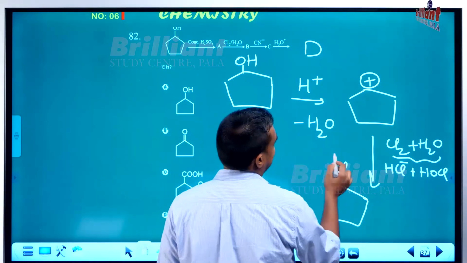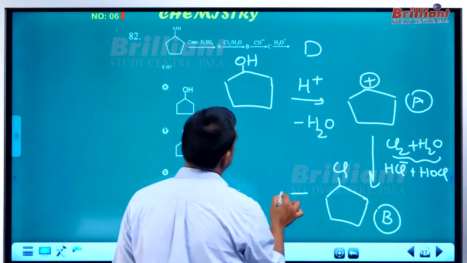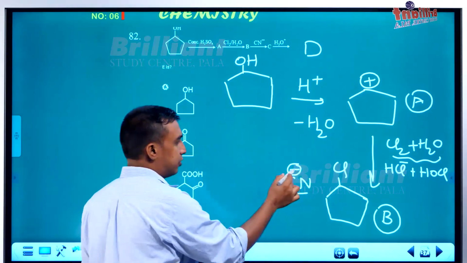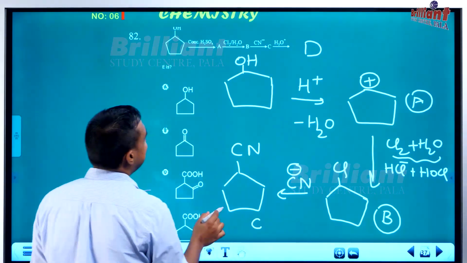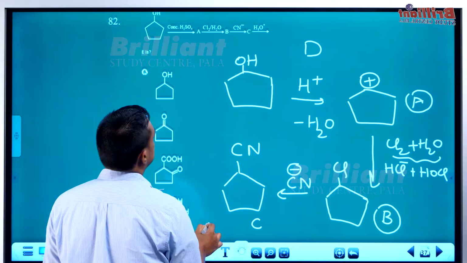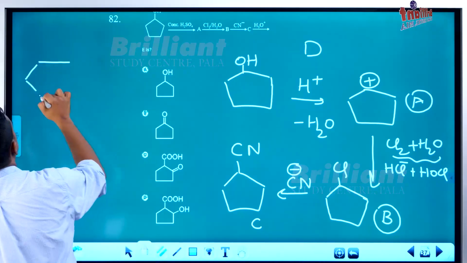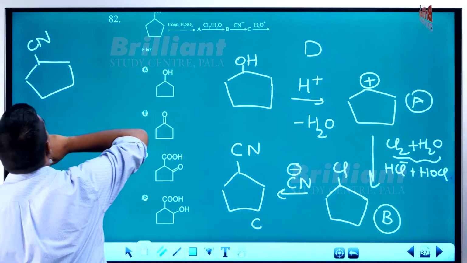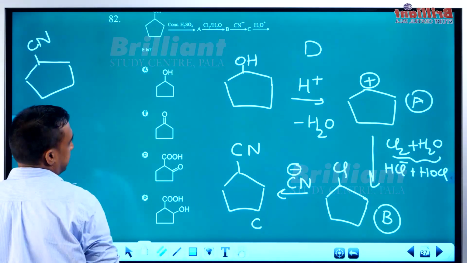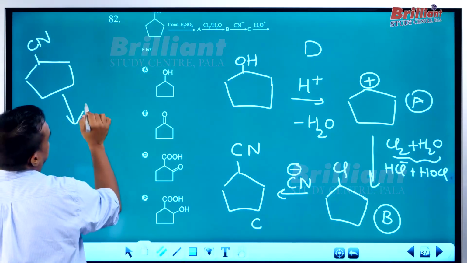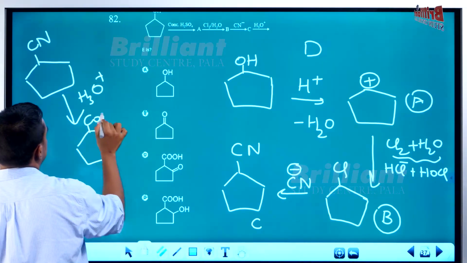So this is my A, this is my B. Now here I am reacting with Cn minus. Cn minus is a better nucleophile, and this is what I get, C. In C I am doing hydrolysis. Let me write it out: cyclopentane cyanide. Here I am reacting with H3O plus, doing hydrolysis. This should give me cyclopentane carboxylic acid.